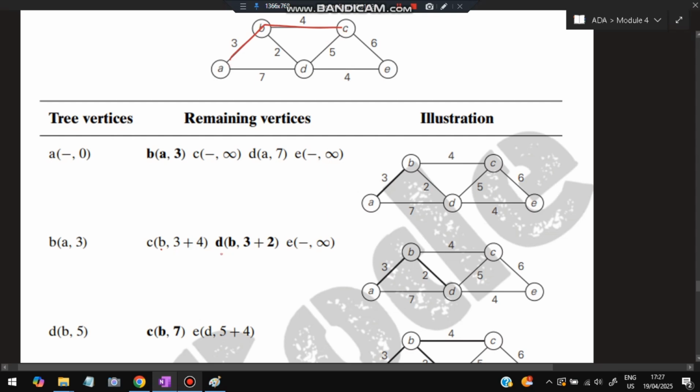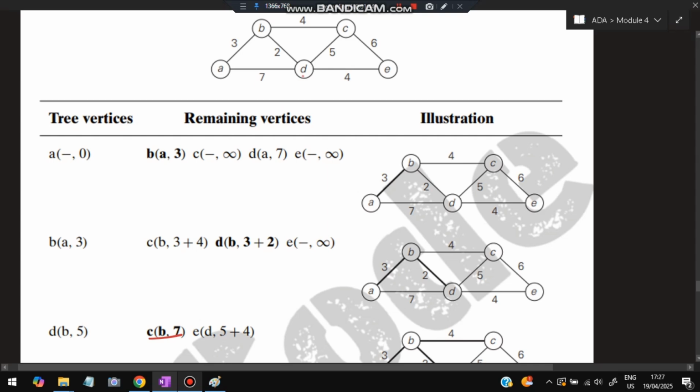Like that only for D. For D I can reach via 7 directly, or I can reach via 3 plus 2. So I'll consider this one, 3 plus 2. I'll take this path and reach here. Done. And this will be 5. 3 plus 2 is 5. So D via B is 5, and this one is already from the previous one, which is 7, B comma 7.